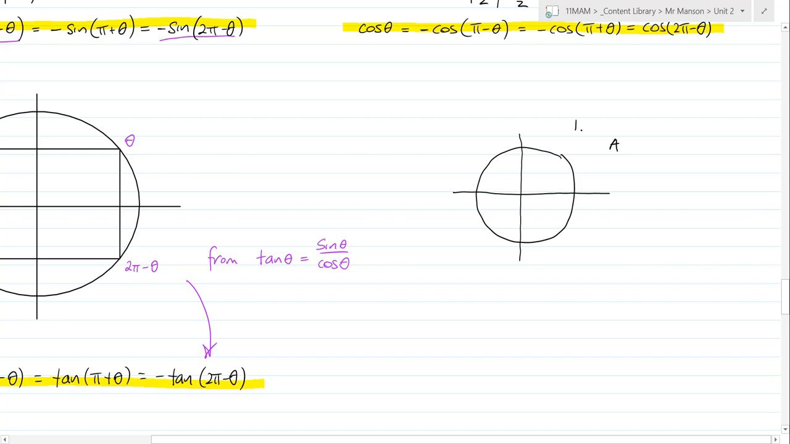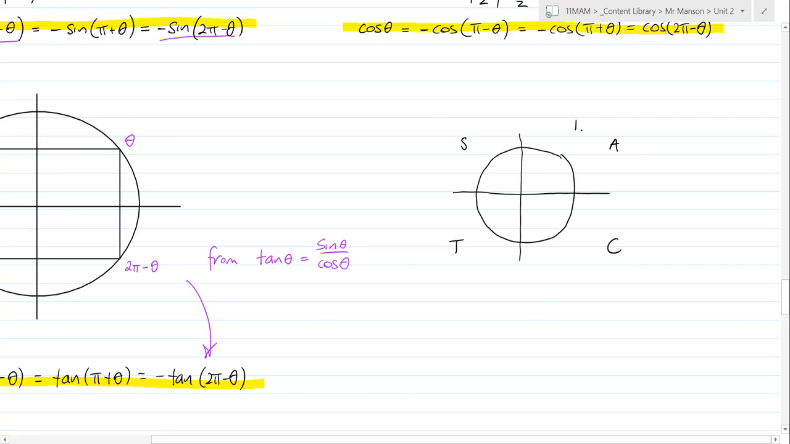In quadrant 2, which ones were positive? Just sine, because it was a positive vertical, but a negative horizontal, and a positive divided by a negative made a negative for tan. So just sine. Which one was positive in the third quadrant? Just tan, because cos is negative, sine is negative, but negative divided by negative is positive. And in the last one?